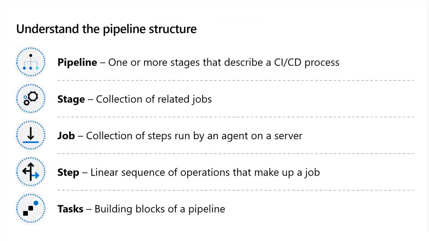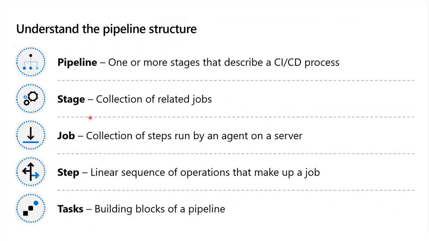All right. So again, what is the structure? You have the pipeline. The pipeline is the process that will have one or more stages that describe the CI/CD process. Then we have the stage, which is a collection of related jobs. A job is a collection of steps run by an agent on a server. Remember that this could be a Microsoft hosted agent, or this could be a self-hosted agent. Then we have the step, a linear sequence of operations that make up a job. Then we have the task, the building blocks of a pipeline.